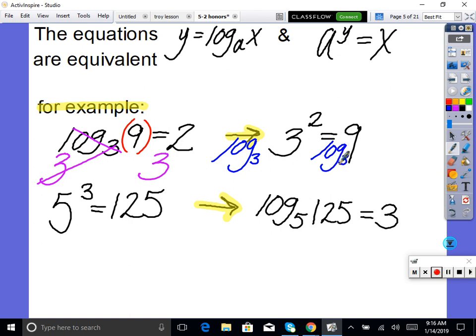Now a logarithm entraps, like it eats the other side. So this is like this, log base 3 of base 3 squared. So what happens is base 3 and log base 3 cancel out because that's what inverses do. So 2 drops down. 2 equals.